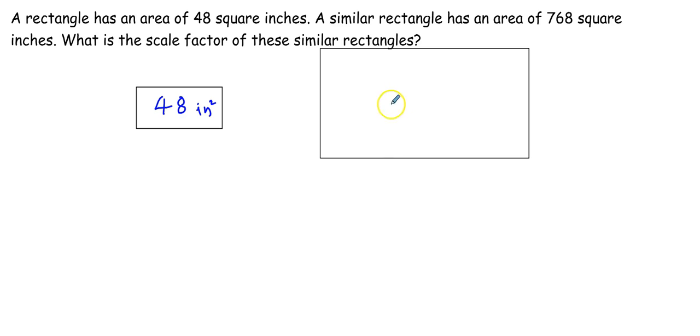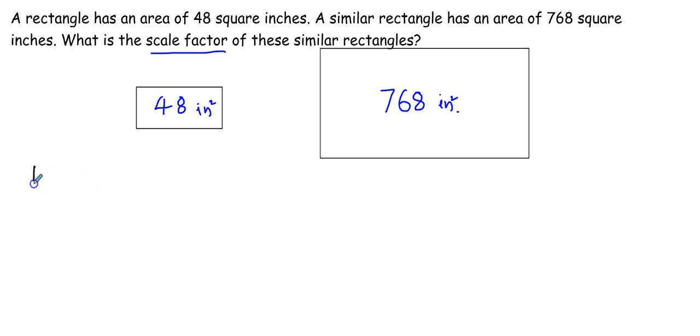And the area of the second rectangle is 768 square inches. So now the question is, what is the scale factor of these similar rectangles? Okay, in order to find the scale factor, first thing is I have to find the ratio between these two areas. These are the two numbers they gave to us. So let us use them, 48 and 768.